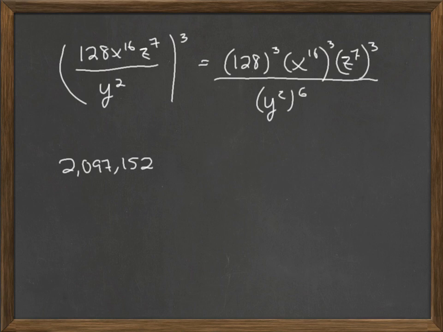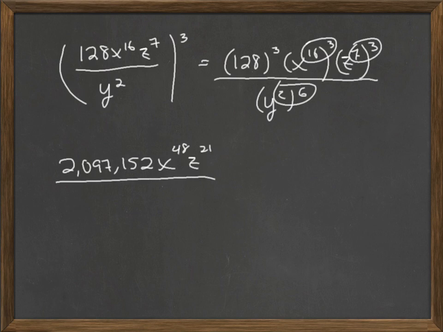Okay, and then everything else is just going to get the power rule, right? So we are going to be multiplying those numbers. So we have 16 times 3, that's 48. 7 times 3, that's 21. Did I do that right? Ooh, no, I'm sorry. That's a z. Z to the 21st power divided by y to the 12th power.